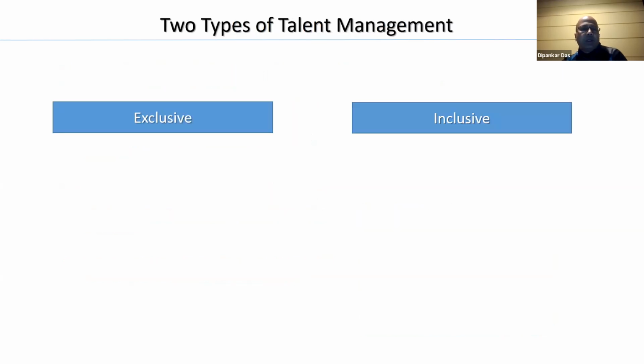So moving on, as I was saying, most companies don't have a TM strategy in place. Some companies do have a TM strategy in place, and some companies have a very robust TM strategy in place. So here is a comparison between two types of talent management. One that is exclusive, that is restricted to just a few positions, or maybe a peripheral talent management strategy, as compared to a more holistic talent management strategy.